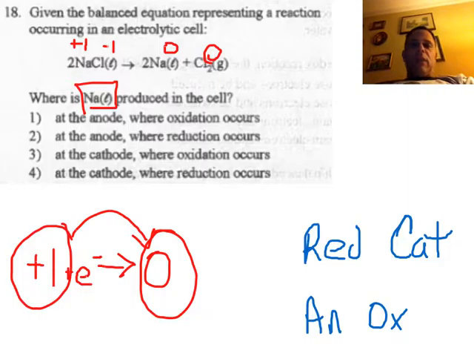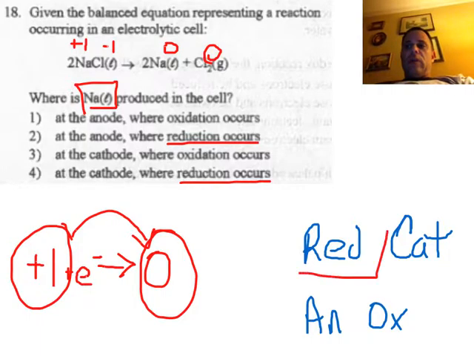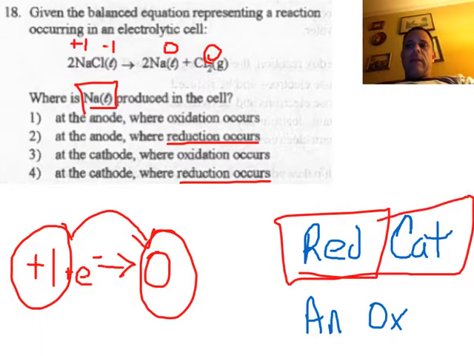So two of these mention reduction, that's here and here. Now where does reduction occur? Reduction happens at the cathode. Choice number 4.